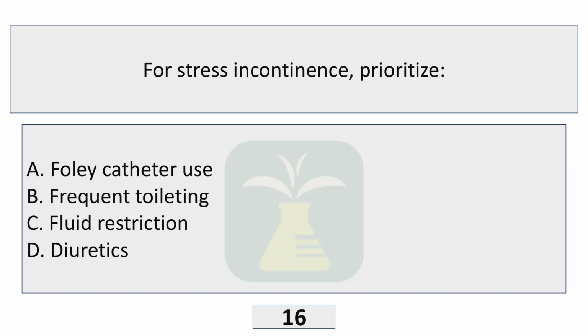For stress incontinence, prioritize: A. Foley catheter use. B. Frequent toileting. C. Fluid restriction. D. Diuretics. Correct answer, B. Frequent toileting. Scheduled toileting reduces bladder pressure and accidents.